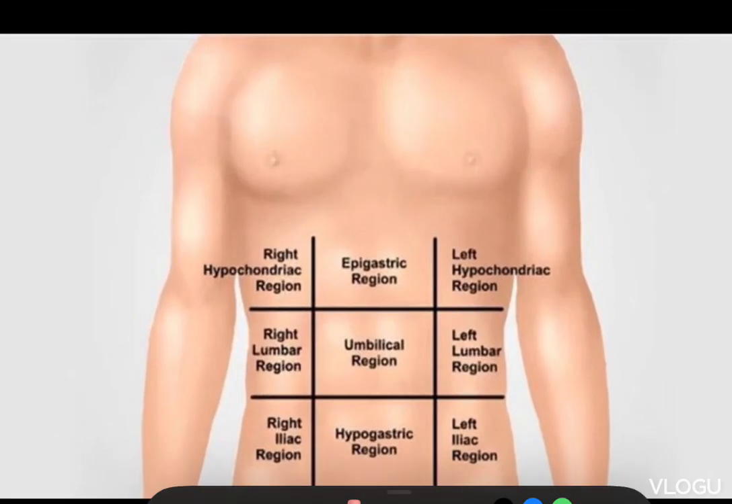Then after, we can see in this picture a total of 9 different regions. This is right hypochondrium, epigastrium, left hypochondrium, right lumbar, umbilical, left lumbar, right iliac, hypogastrium and left iliac. Okay, so these are the 9 regions.